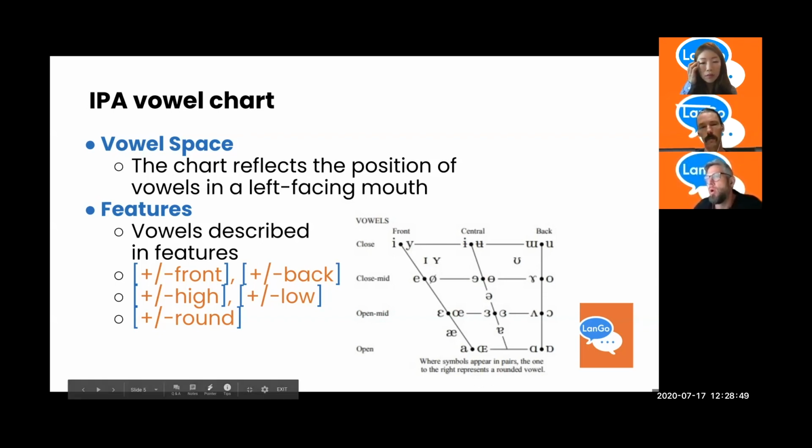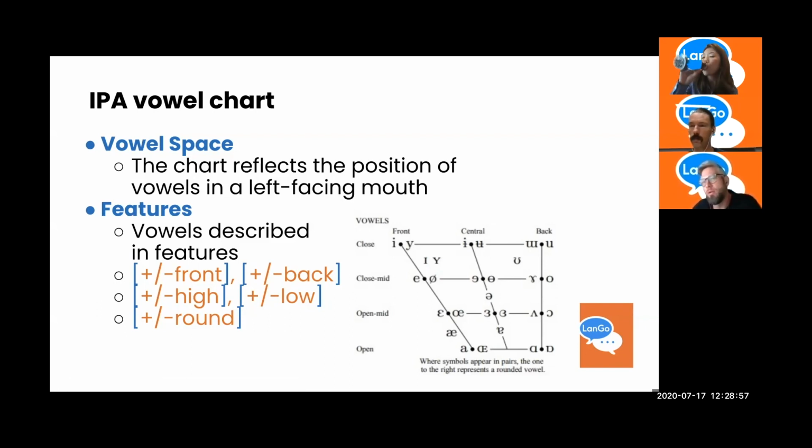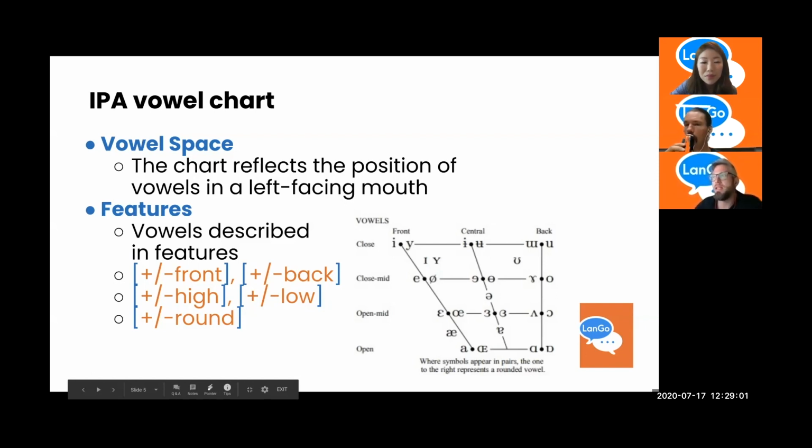Okay, so we want to talk a little bit about these features. And when we look at the features, we need to remember that each symbol is a bundle of features. So if you're looking at the vowel E, spelled I in English, this is going to be at the top left of your vowel chart. If we wanted to put this in features, we would see that it is plus front, minus back, plus high, minus low, and minus round.